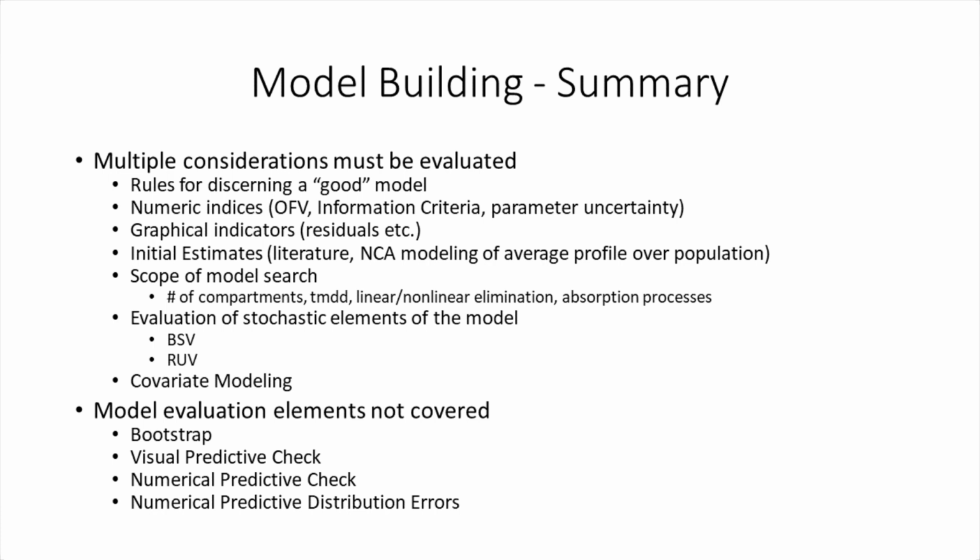And as we saw from the part 1 exploratory data analysis vignette, one has to be very careful about covariates that are correlated amongst different arms or even within different characteristics. Because what is the characteristic that is driving the relationship with the response? And if you have correlation, that's very, very difficult to tease apart. So there were some elements that were not covered in this part 2 vignette. That is a more specific evaluation and graphical evaluation of residuals, bootstrapping techniques, visual predictive checks, numerical predictive checks, and numerical predictive distribution errors. And that would be the subject of future vignettes.